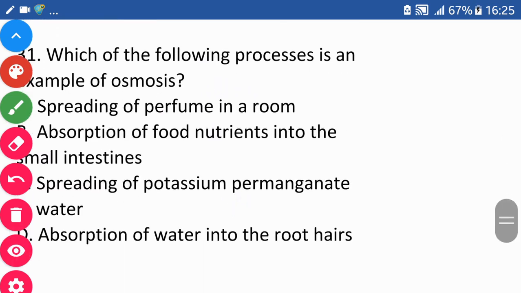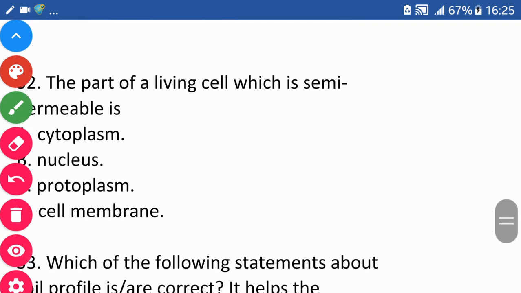Which of the following processes is an example of osmosis? Absorption of water into the root hairs. How plant roots absorb water. The part of the living cell which is permeable is the cell membrane. D.